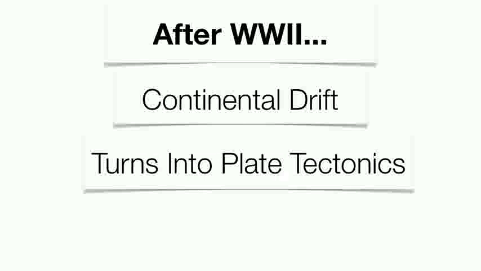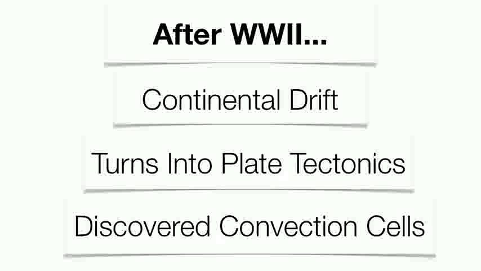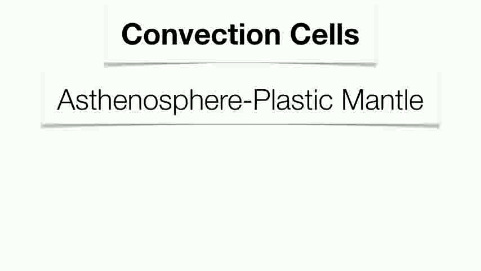Okay, so after World War II, continental drift evolved into the theory of plate tectonics, and very simply because these convection cells were discovered in the asthenosphere. Now, exactly what is convection? There's a layer in the Earth, in the upper portion of the mantle, called the plastic mantle or the asthenosphere. It supposedly has a composition that's very similar to either silly putty or clay. It's very clay-like, almost fluid-like.